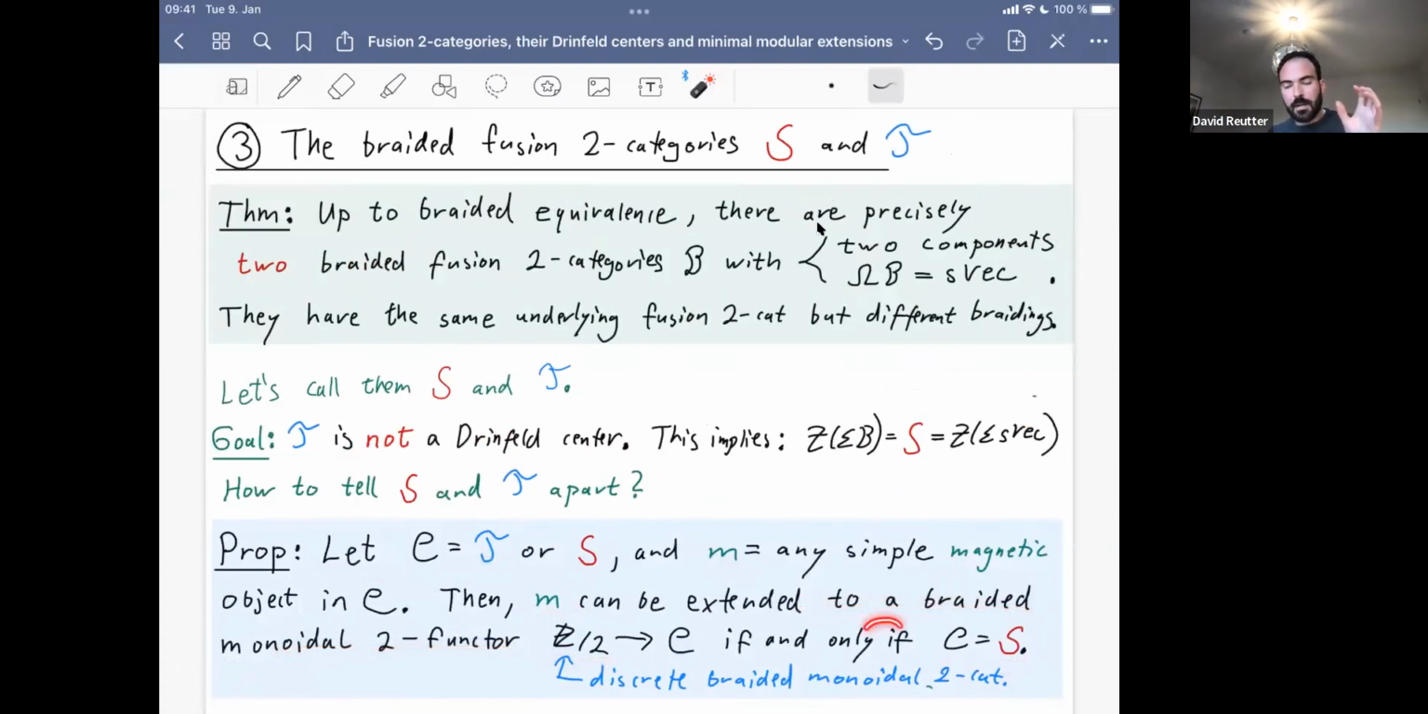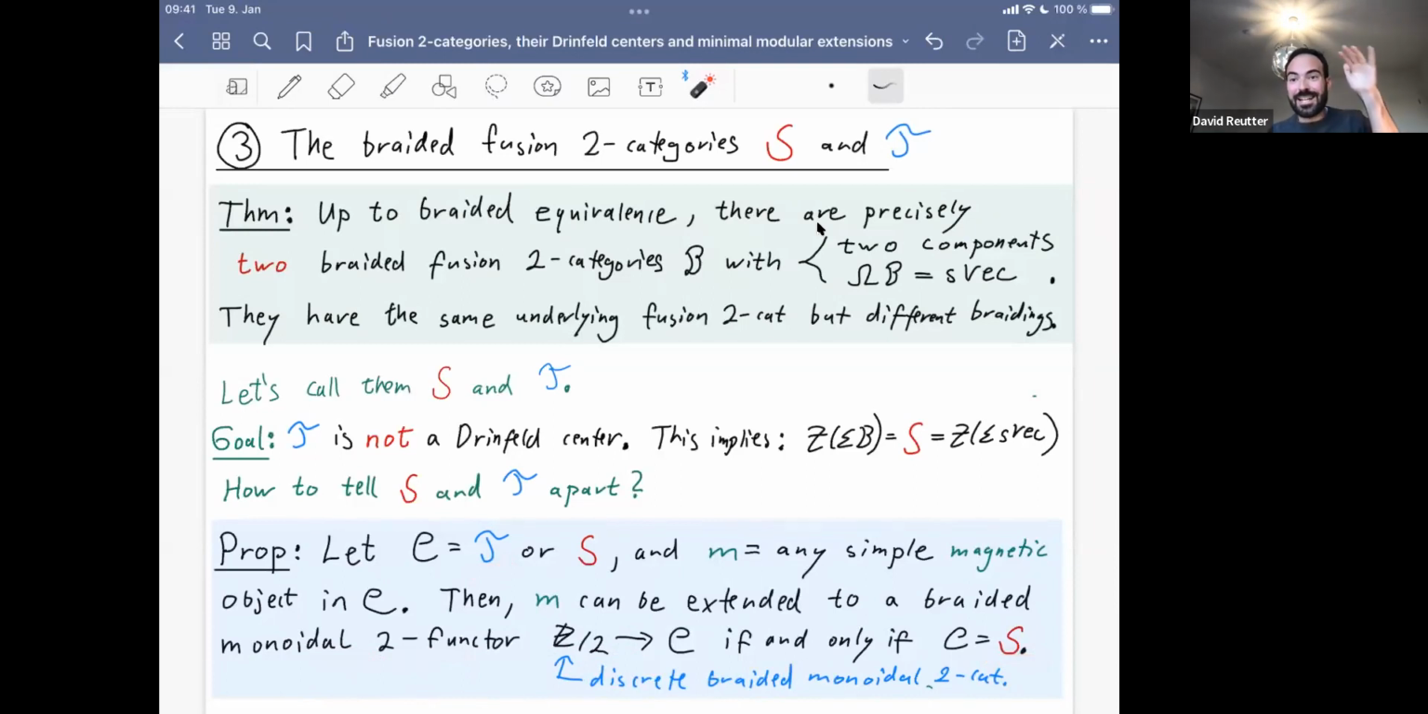So if I'm taking this M, what do I have to do to extend it? I take M, first I have to give an isomorphic one-equivalence between M squared and 1. And then I have to give higher and higher coherence data up to a certain point, because we just upgraded monoidal 2-categories. And I'm telling you that giving this higher and higher coherence data is only possible for S, and it won't be possible for T.